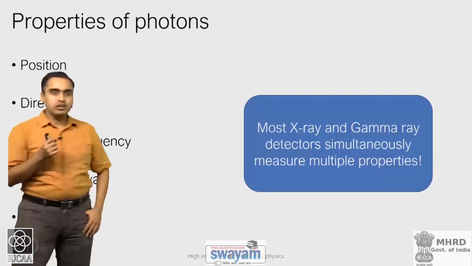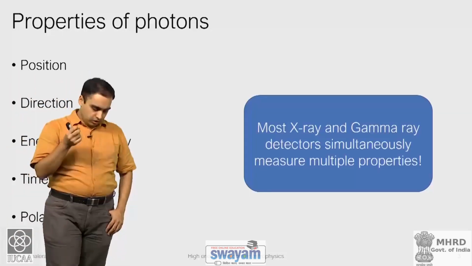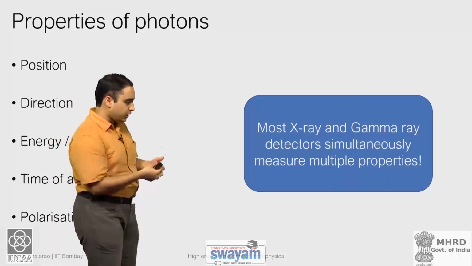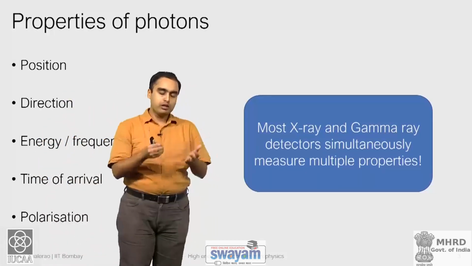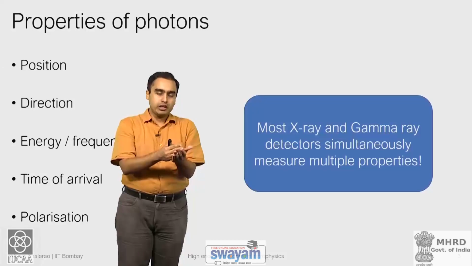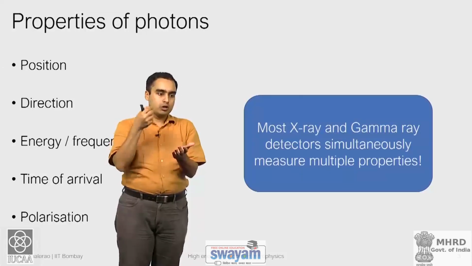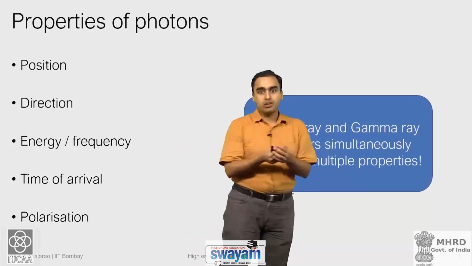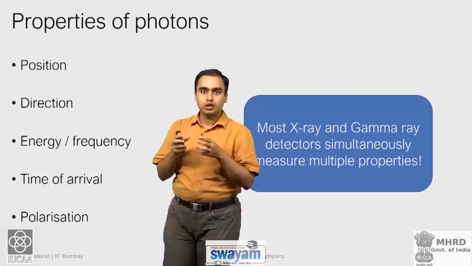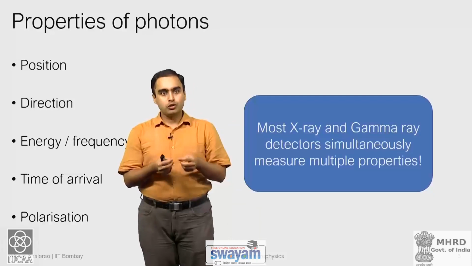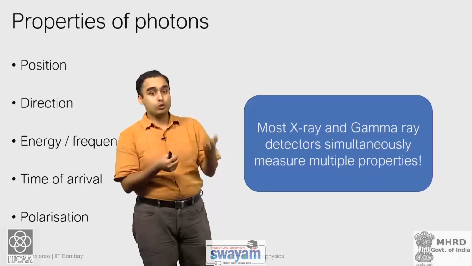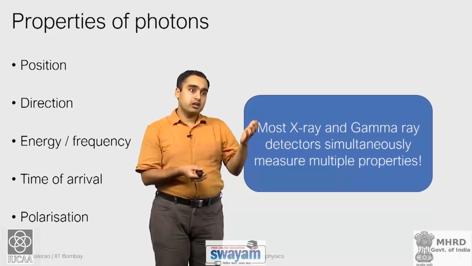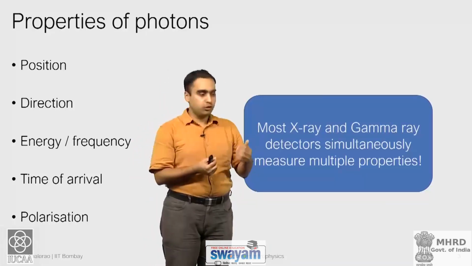And the great thing is that X-ray and gamma ray detectors simultaneously measure more than one of these properties. So, a typical X-ray or gamma ray detector will tell you where a photon landed on that detector. It will tell you what energy the photon had and when it arrived. Some advanced detectors can also tell you the time of arrival of these photons to very high accuracy, or they can tell you the polarization of these photons to very high accuracy. Gamma ray detectors can tell you the position and direction together and so on.